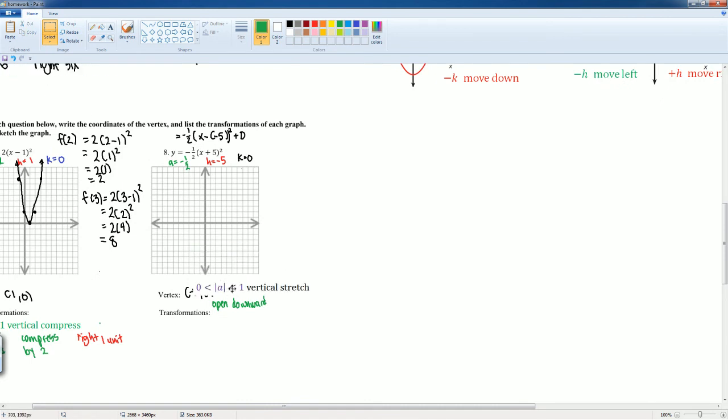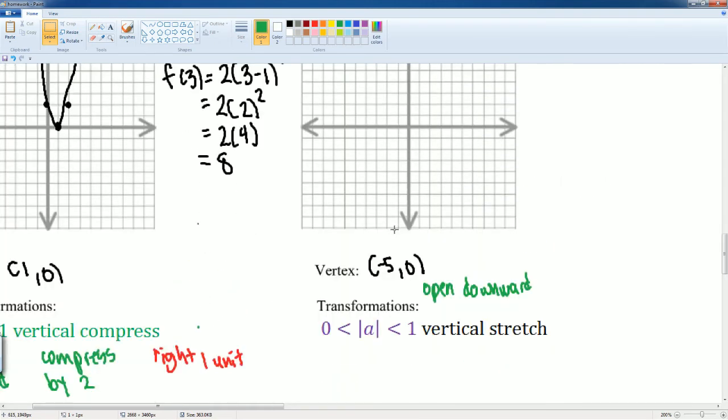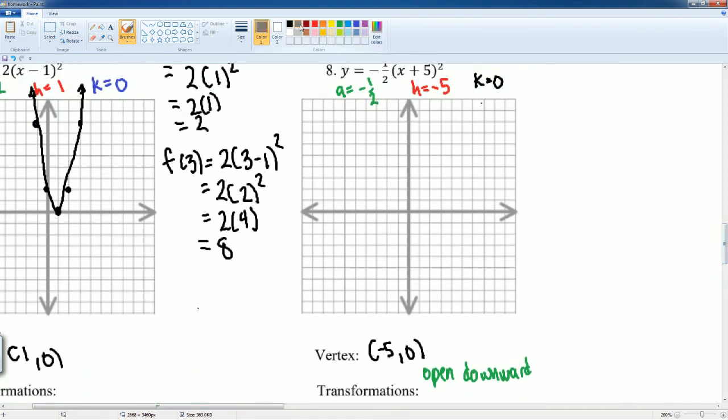It's a vertical stretch. And then H is -5, so H equals -5, so this is left 5 units. All right, let's do it. Our original was (0, 0), but now it went 5 units to the left. So 1, 2, 3, 4, 5. Now it opens downwards. So technically it would be here and here, right?